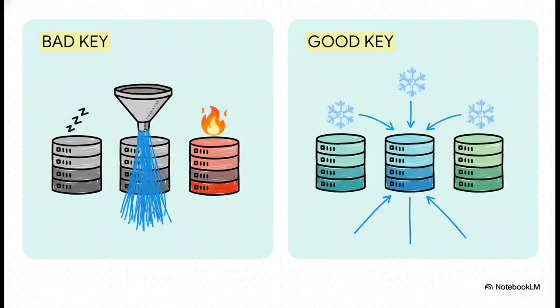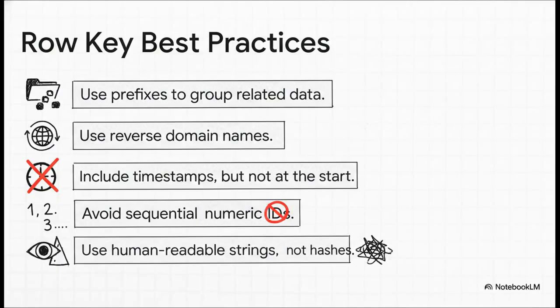A good key, though, like one that puts a unique user ID first, spreads that load nice and evenly across all the machines. So this all leads to a few really important best practices. You want to use prefixes to keep related data together so you can scan it efficiently. Use those reverse domain names we saw earlier. And please never ever start a key with a timestamp or a sequential number. And one last pro tip, use human-readable keys. It makes debugging a million times easier than trying to figure out what some random hash means.